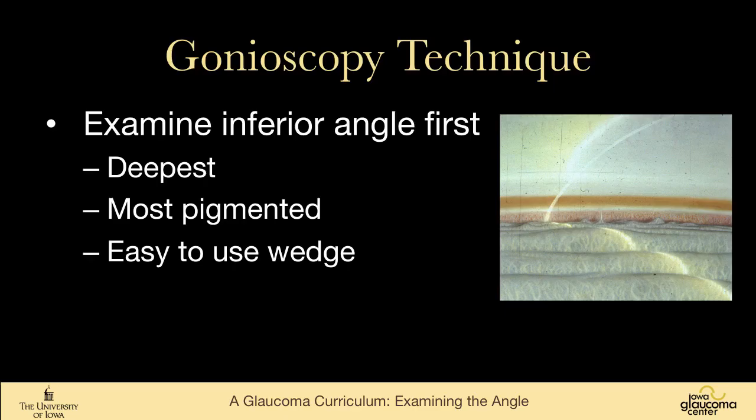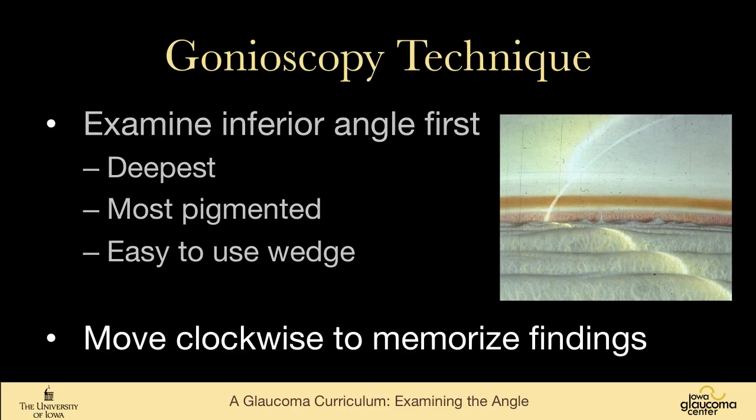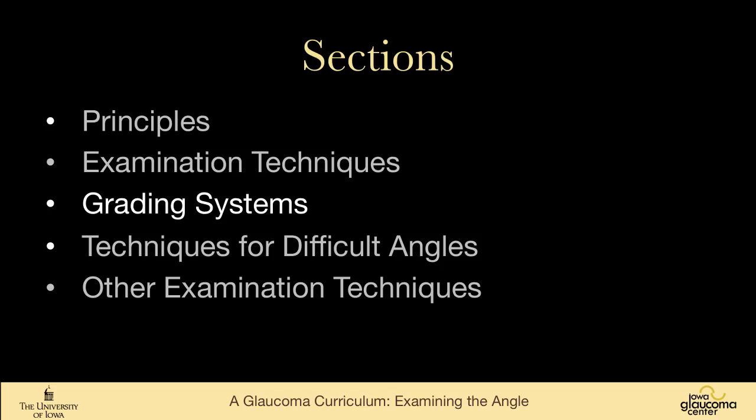I usually look at the inferior angle first. It's the deepest, it's the most pigmented, and it's easiest to use a corneal wedge in the upper and lower mirrors. So this is a corneal wedge showing me Schwalbe line, and that again is a little beyond this talk, but I'll tell you how to find out about that. Then I usually go clockwise to memorize the findings just so I remember where everything is.